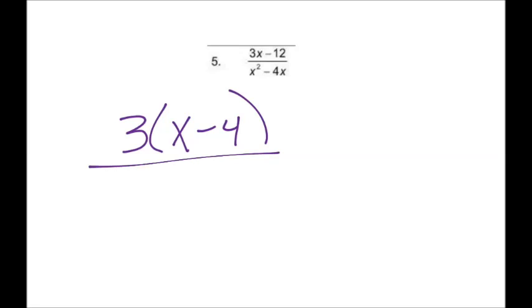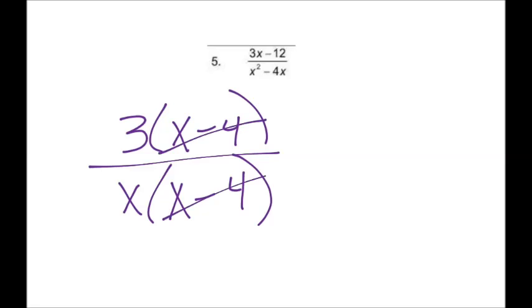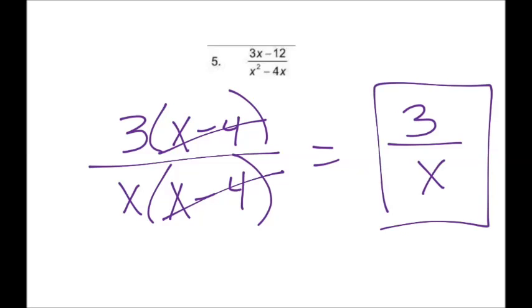Okay, so looking at the top, I can pull out a 3, and it leaves me x minus 4. Looking at the bottom, I can pull out an x, and it leaves me x minus 4. The 3 and the x will not cancel, but x minus 4 is exactly the same, top and bottom, so it cancels. And my answer is 3 over x.